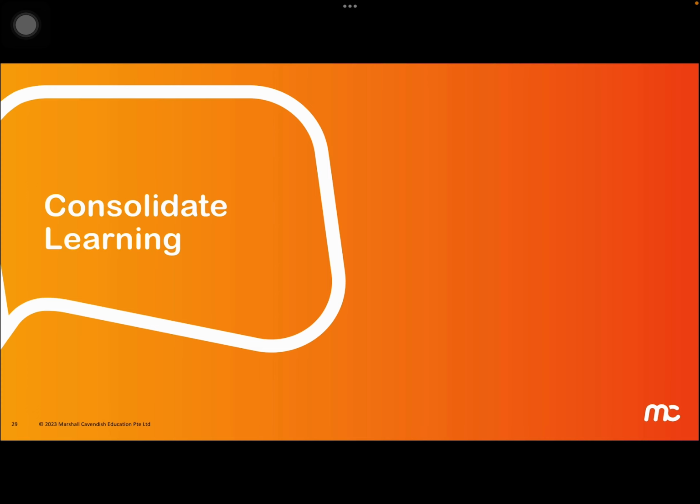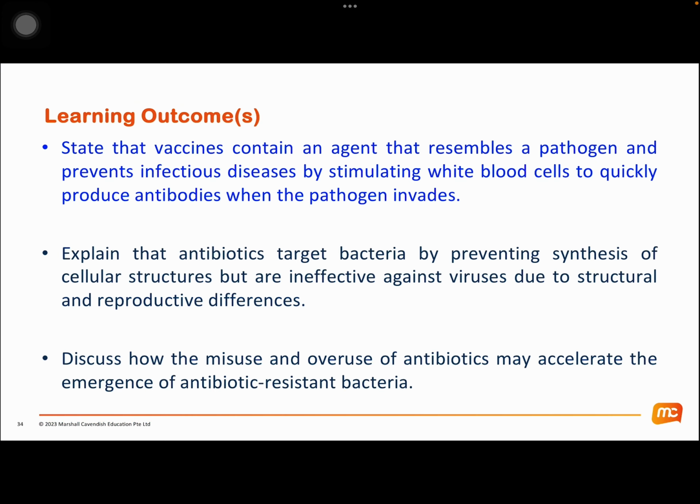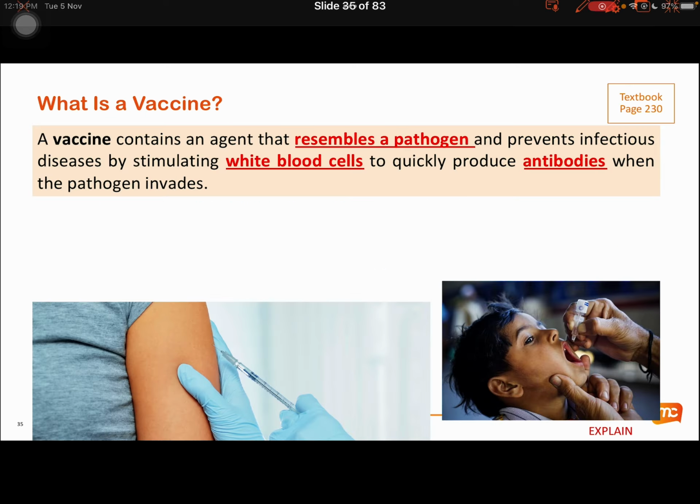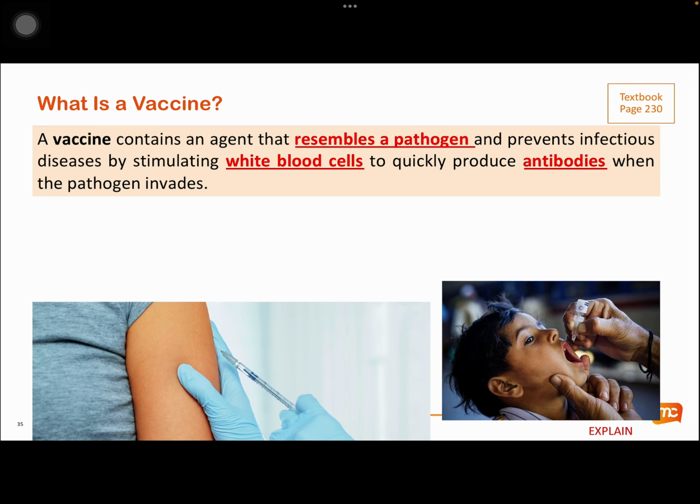We've come to the end of a quick recap of bacteria and virus, and in my first video, we would like to take a look at how vaccine works. So, the definition of vaccine means it contains a pathogen that prevents infection diseases by stimulating white blood cells to quickly produce antibodies when the pathogen invades. It's a very mouthful, so let's break it down.